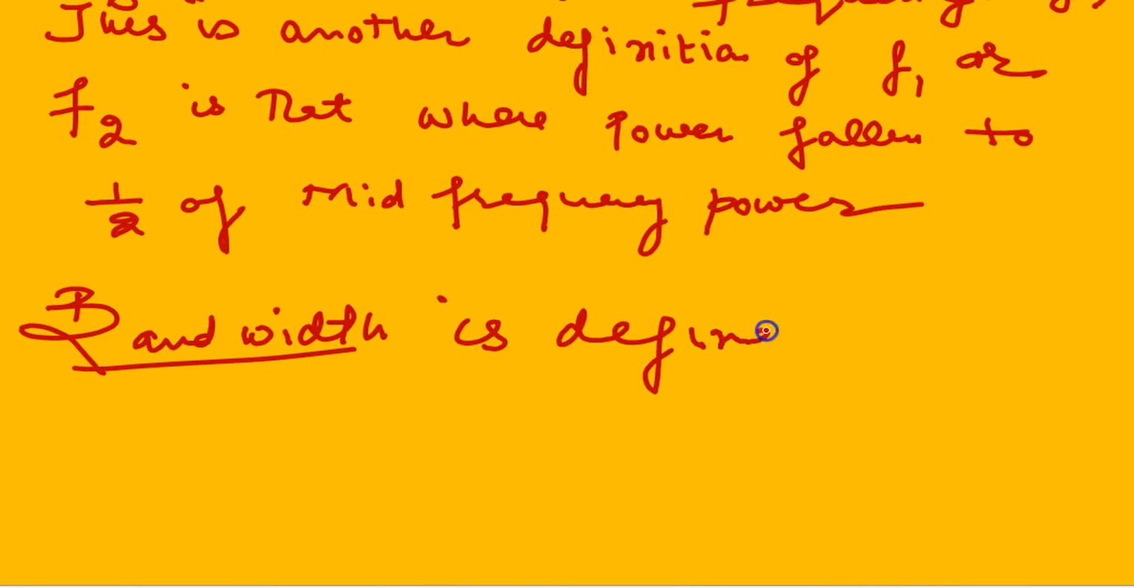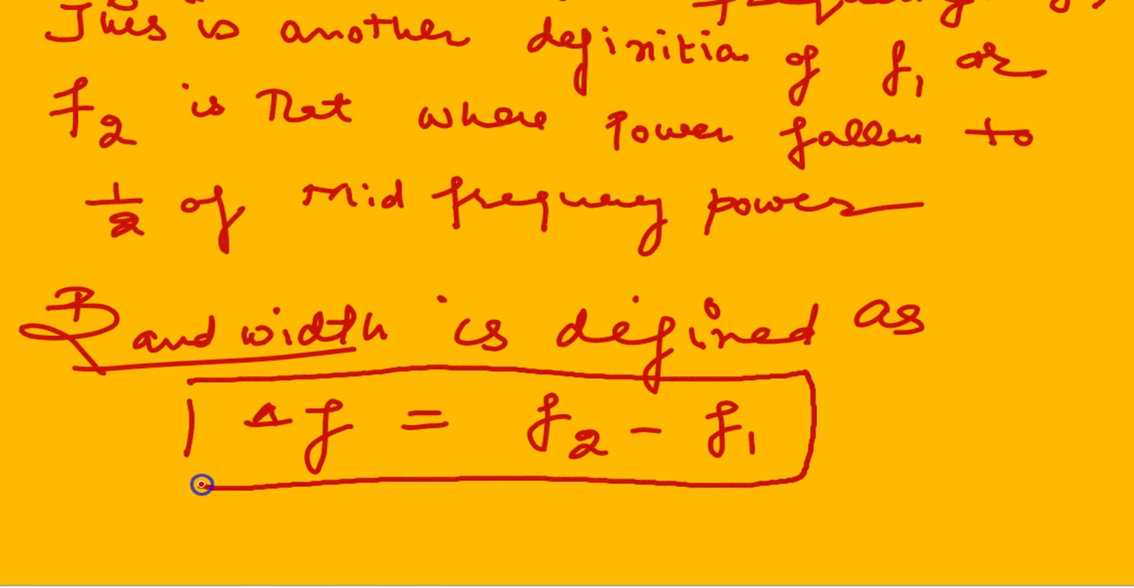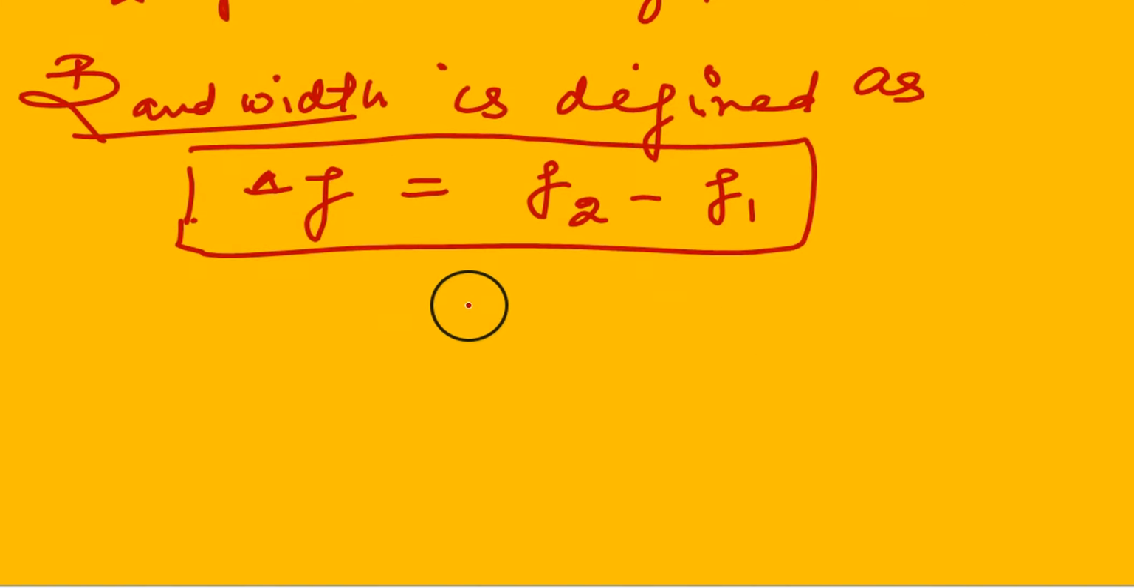Now, what is the bandwidth? Bandwidth is defined as the frequency spectrum bounded by F1 and F2. That is, delta F equals F2 minus F1, in Hertz.